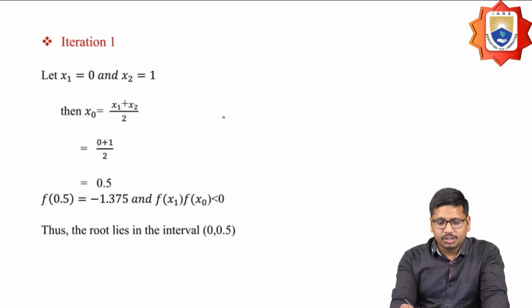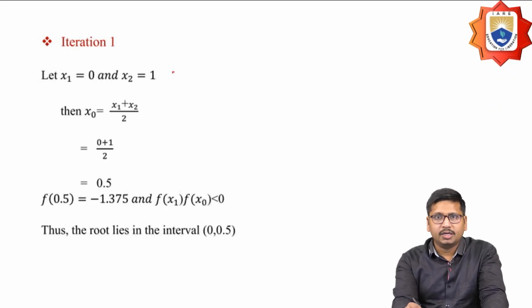In the first iteration, let us consider x1 as 0 and x2 as 1. Calculate the x0 value, which is (x1 plus x2) by 2. Substituting these values of x1 and x2, I get 0.5.